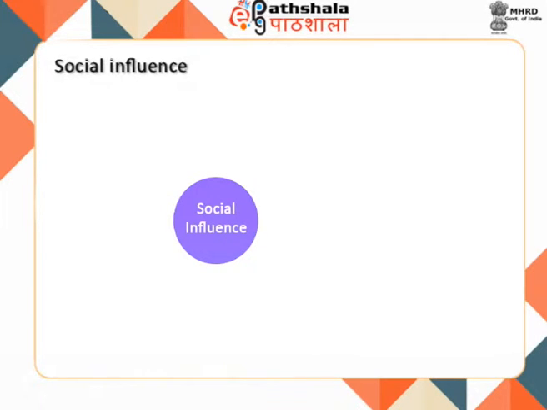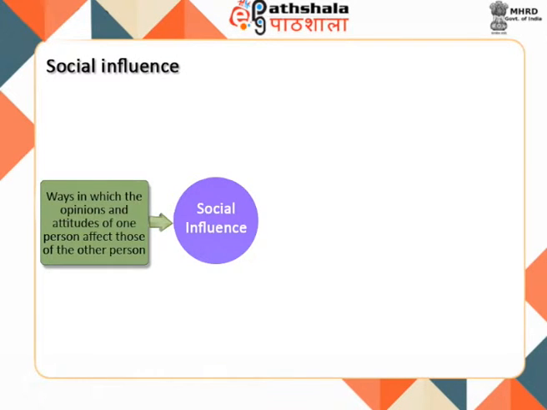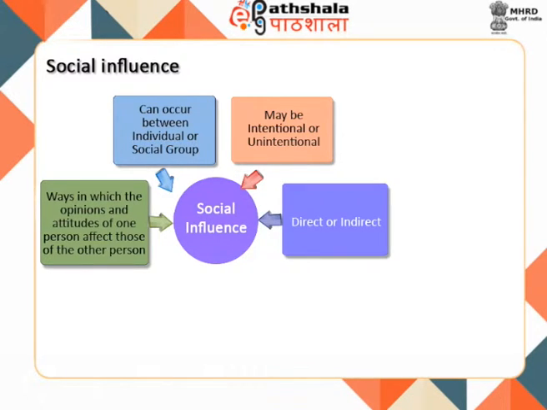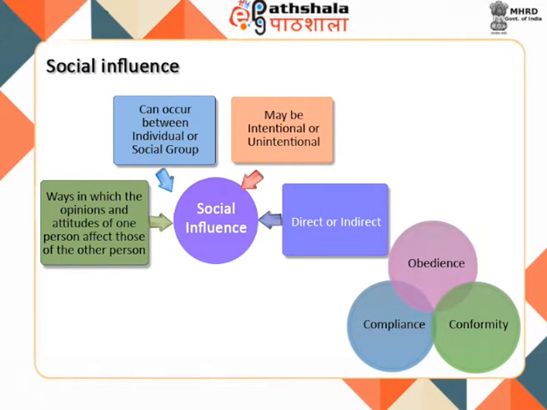Social influence refers to the ways in which the opinions and attitudes of one person affect those of another person. Social influence can occur between individuals as well as in the context of social groups. The power of social influence helps in understanding why good people sometimes do bad things. The influence may be intentional or unintentional, direct or indirect as well. Generally, three major forms of social influence are present: conformity, compliance, and obedience.